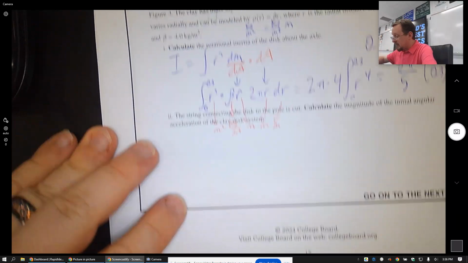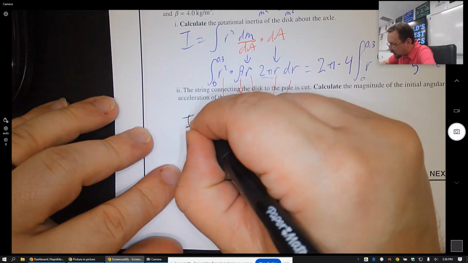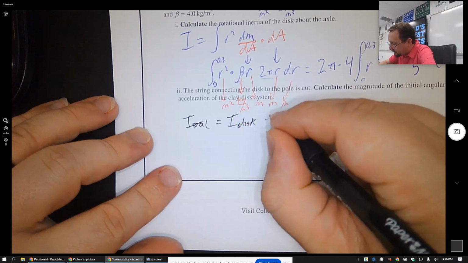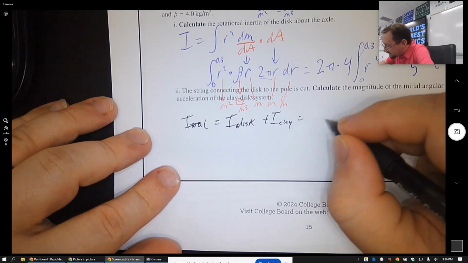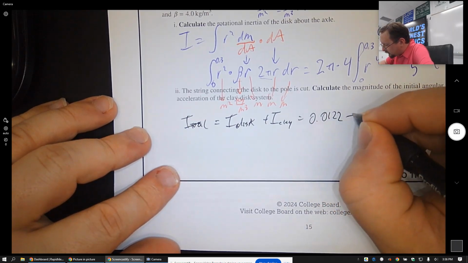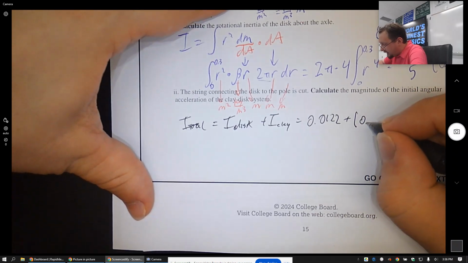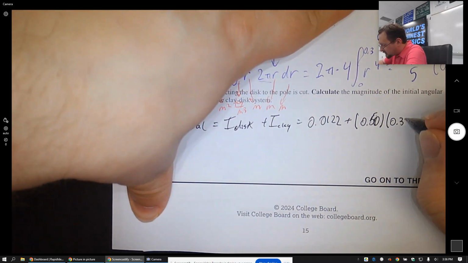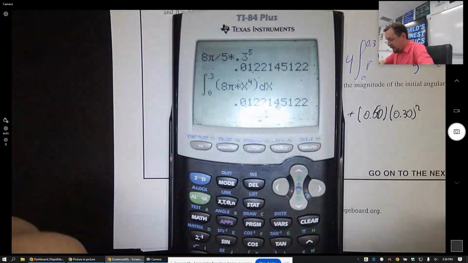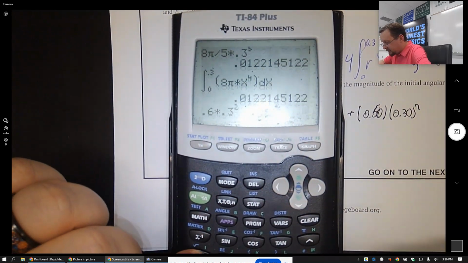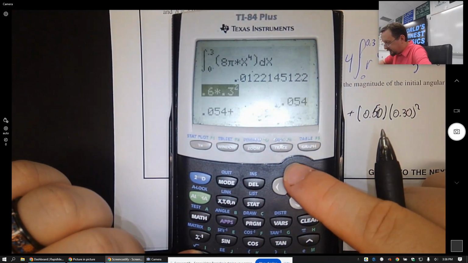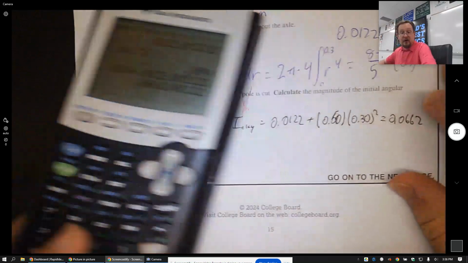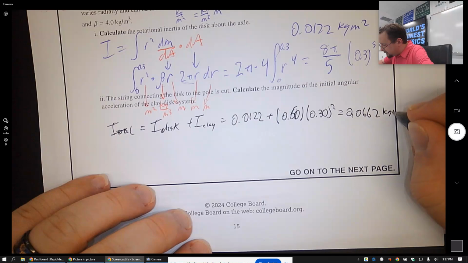Okay, so for this, I'm going to say the total rotational inertia is the I of the disk plus the I of the clay. So that's going to be 0.0122 plus the I of the clay, which is just going to be m r squared. All right. So what's 0.6 times 0.3 squared? Okay, it's that. Plus this will be 0.0662. Sorry, you're not seeing this. That's the I total, kilogram meters squared.